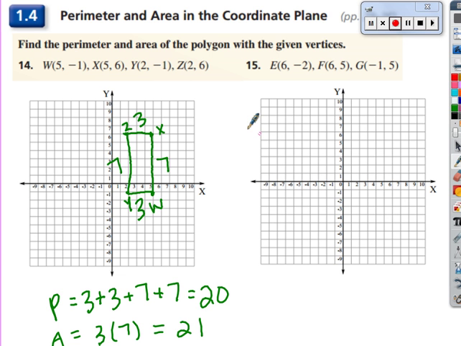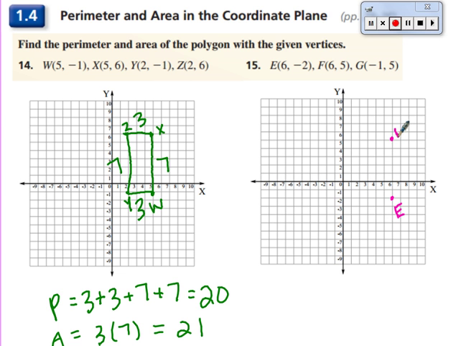Now I'm going to do the triangle on the other side for number 15. So I plot the points. I have 6, -2, that's E. Then I have 6, 5, that's F. And then I have -1, 5, which is G. And connect and you have your triangle. Now the sides that are straight, I can easily count those units. So I have 1, 2, 3, 4, 5, 6, 7. 1, 2, 3, 4, 5, 6, 7.